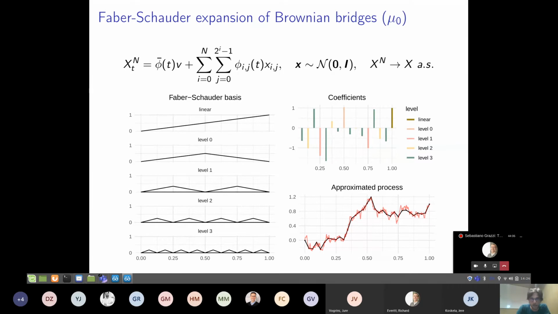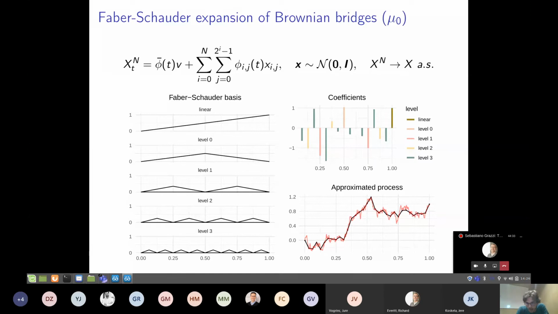Sorry, I forgot to say that V is also an IID Gaussian random variable. And if you see, phi hat is the first function, the linear function, which is the only function that takes a non-zero value at the endpoint. So V actually determines the endpoint of this path. So for constructing Brownian bridges, we basically fix V to be a value.